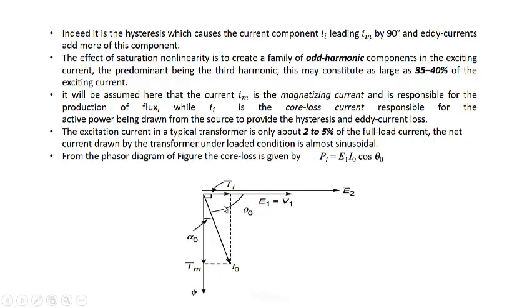So from the phasor diagram, you can see that the active power Pi will be equal to V1 into Ii or E1 into Ii, but Ii is equal to I naught cos theta naught. So it will be equal to E1 I naught cos theta naught or V1 I naught cos theta naught. As I told you, it can be done for the practical transformer as well as for an ideal transformer, when we assume this resistance to be equal to 0.